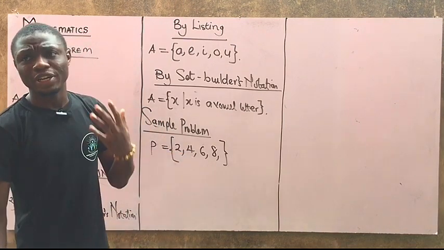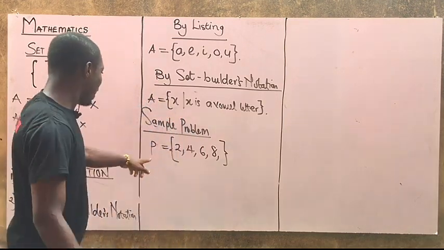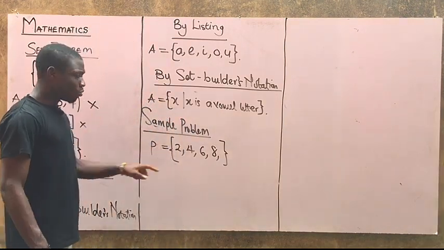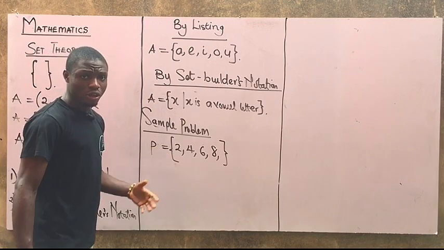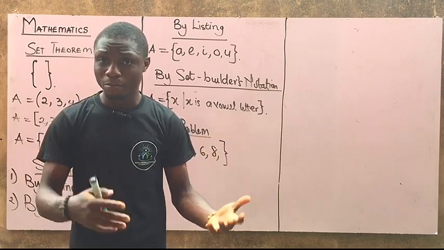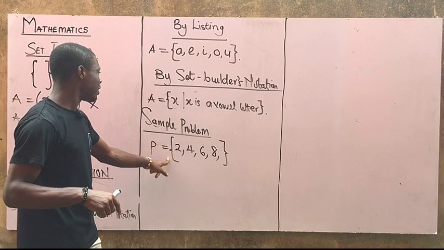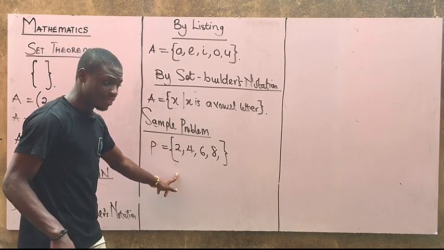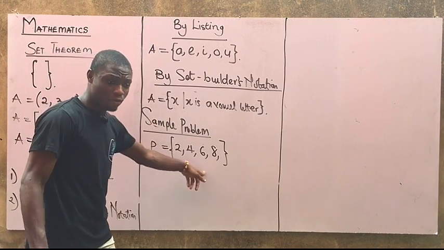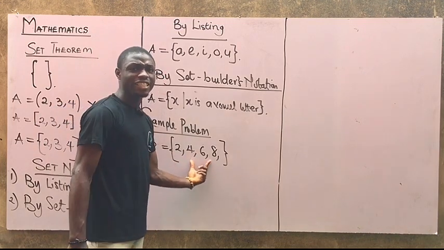You said when it comes to set builder, you are what? Describing the set. That's the condition there. So let me describe this one. What will this one be? I think you guys will be saying even number. Yes, it's an even number. But mind you, if I'm saying P is equal to x, such that x is an even number, true, an even number, but this even number has a restriction.